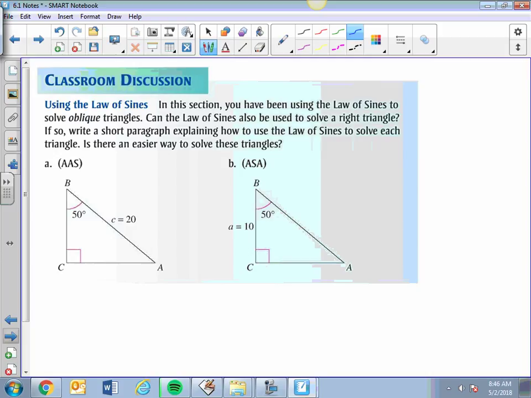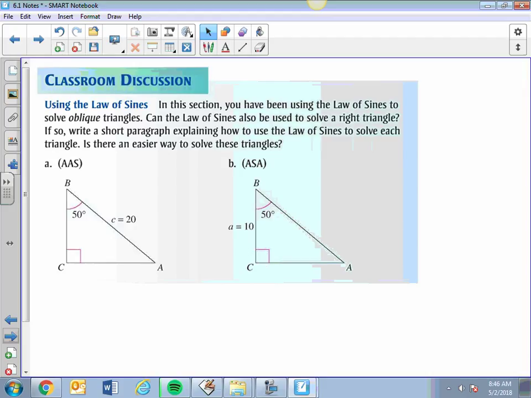Okay, so last thing, just a classroom discussion here. It says using the law of sines. In this section, you have been using the law of sines to solve oblique triangles. It says, can the law of sines be used with a right triangle? And of course, the answer to that would be yes. You can use the law of sines with right triangles. It's just there's probably a lot easier methods than going through the hassle of the law of sines.